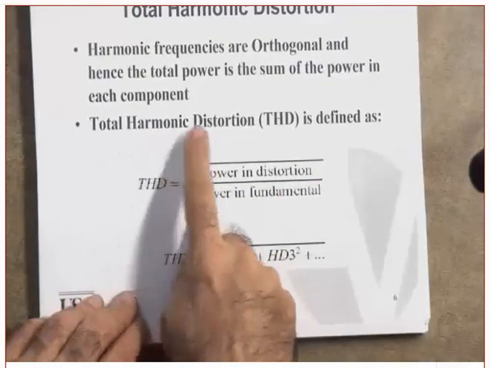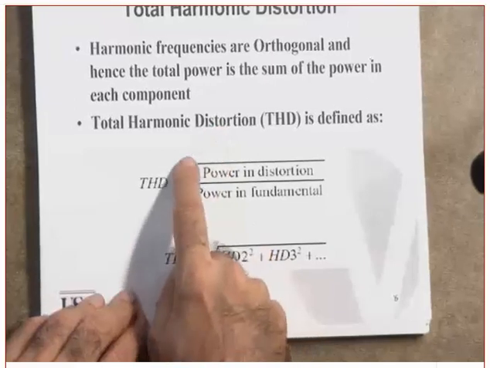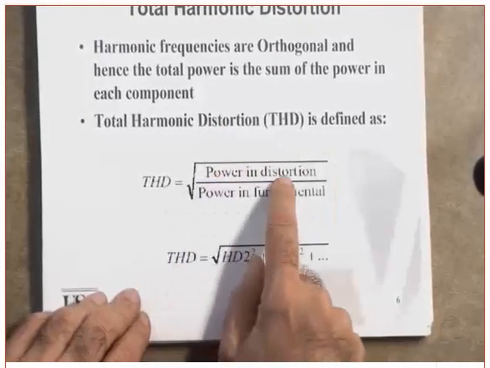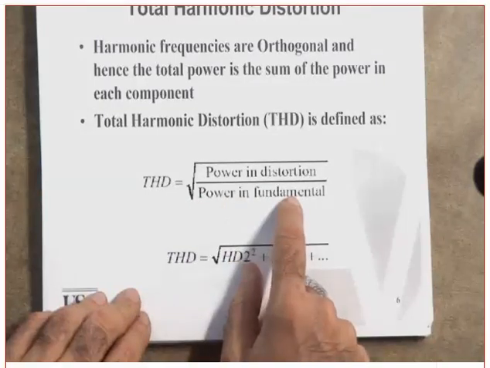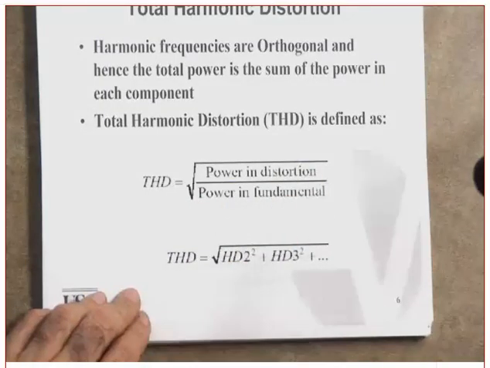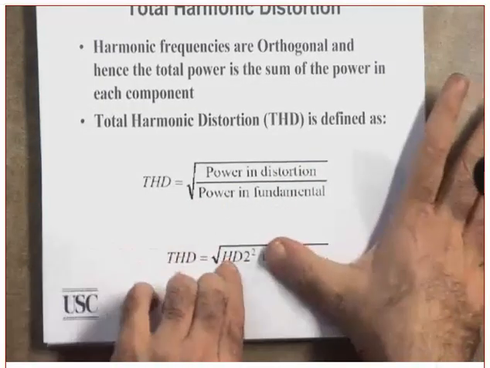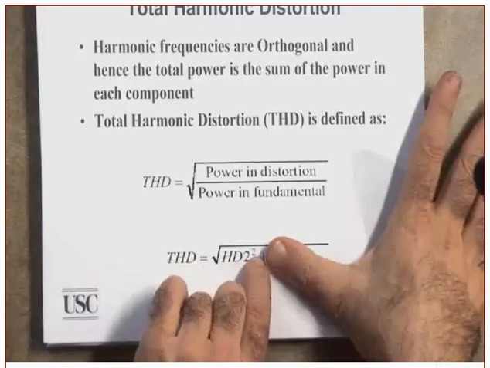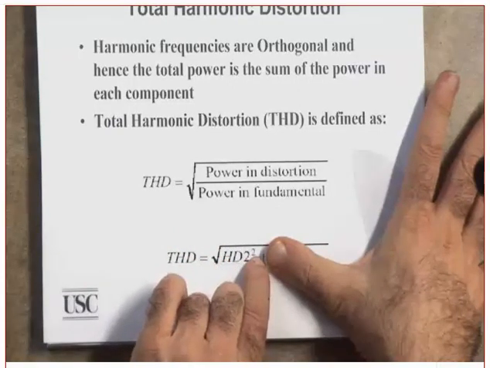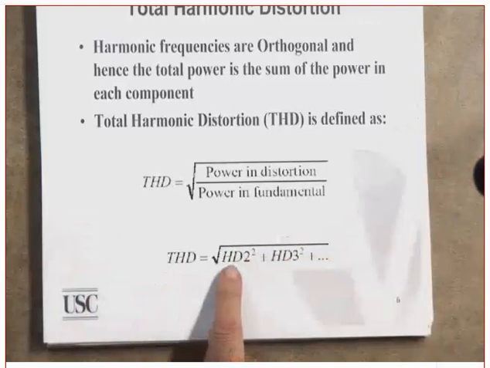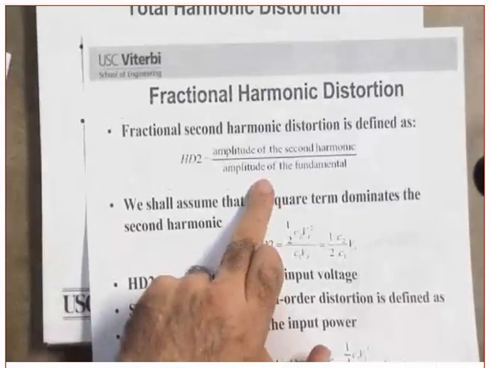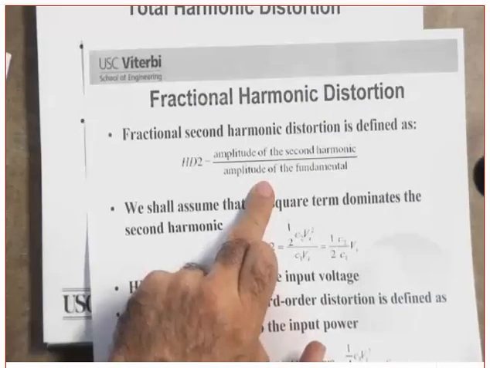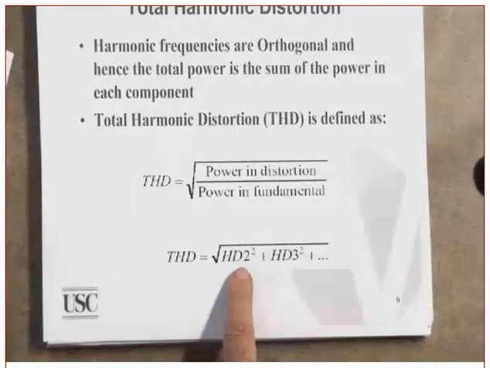So can you explain this one to me? THD, which is total harmonic distortion, don't worry about the square root first. It's the power in the distortion divided by the power in the fundamental. Remember, all the harmonics are orthogonal. So what is it? HD2 square. Why am I squaring? Because of the power. One more time, what is HD2? It's the ratio of voltages. You need to square it to get the ratio of powers.